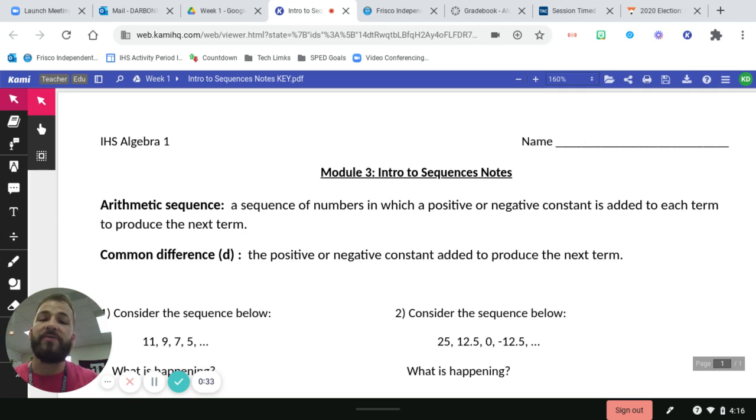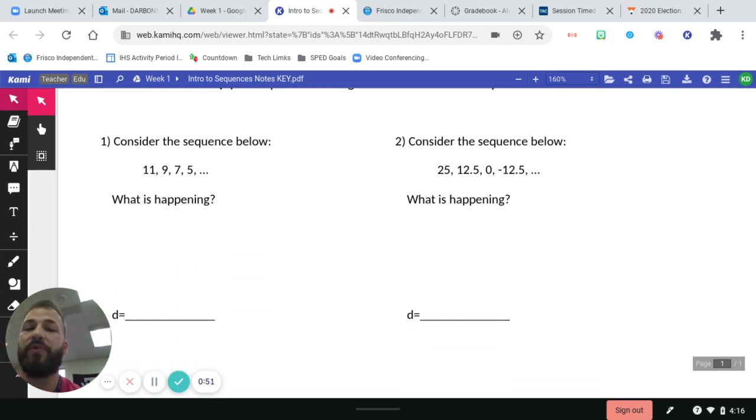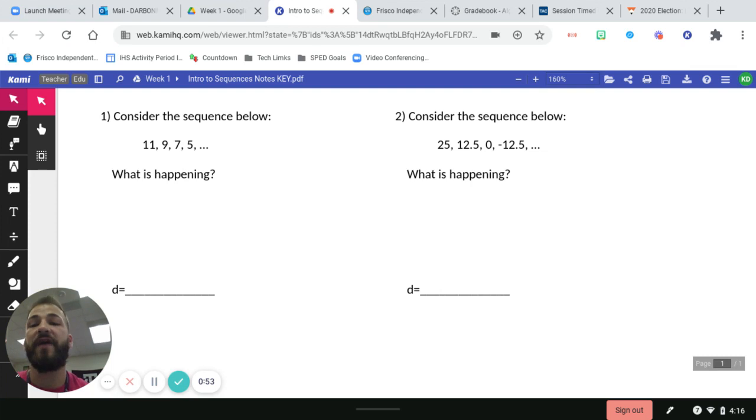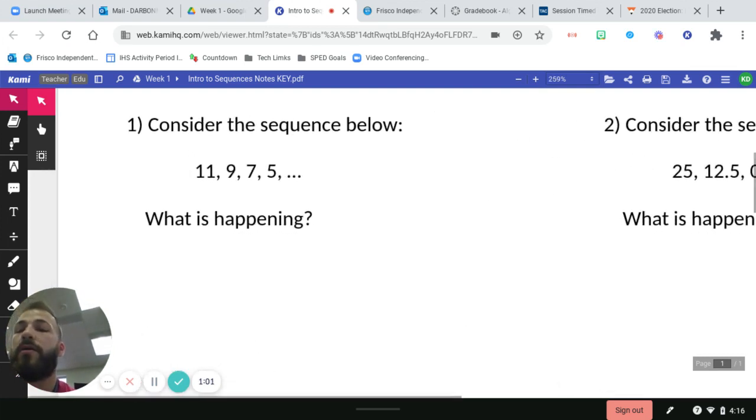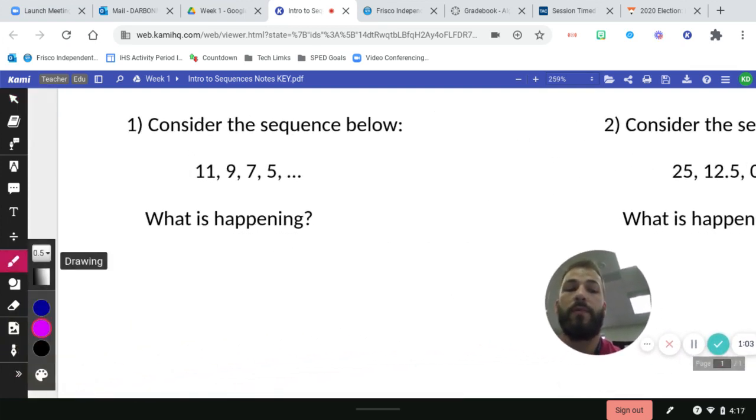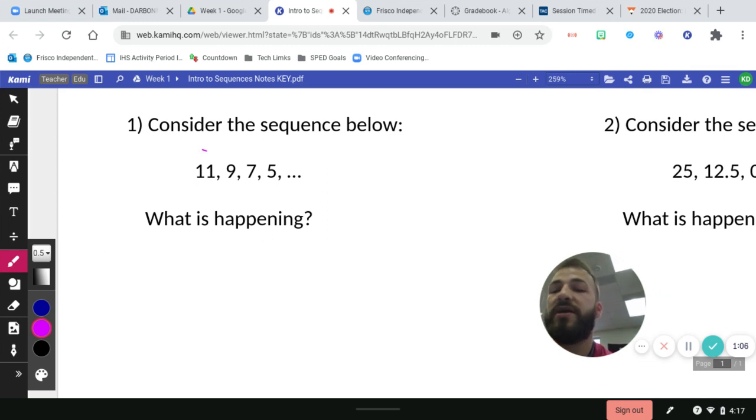Okay, so an arithmetic sequence is a sequence of numbers in which a positive or negative constant is added to each term to produce the next term. And we call that constant that's being added each time the common difference, the positive or negative constant added to produce the next term. Okay, so let's look at our first example, 11, 9, 7, 5. Each time, 11 to 9, then 9 to 7, then 7 to 5, you should be able to see that we are subtracting by 2 to get each subsequent term in the sequence.